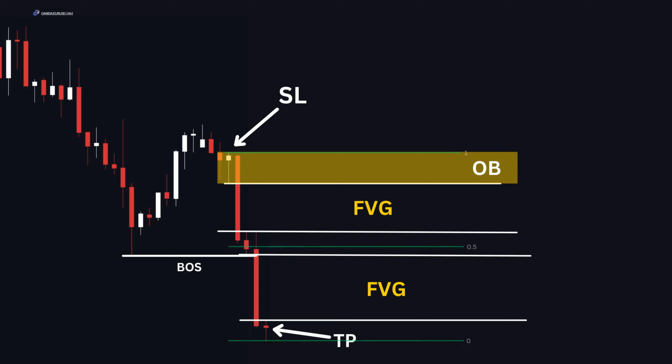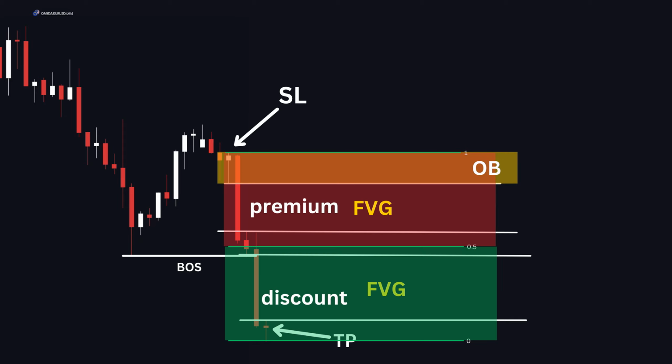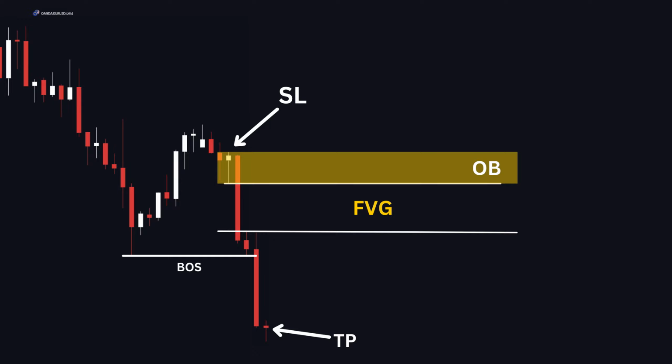If we apply the retracement tool on this latest move, we will see that only this fair value gap and order block are in the premium zone, while this fair value gap is in the discount zone. And we know that we always try to sell in premium and buy in discount. So now we will remove this fair value gap, because we are not interested in this.